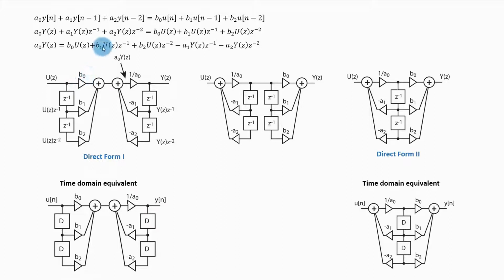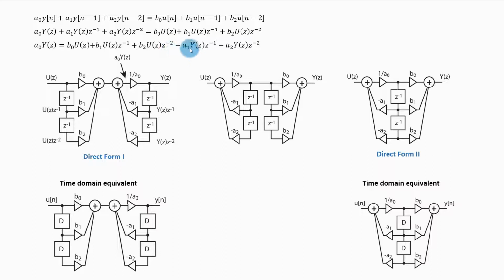Next, I'm supposed to take u of z, multiply it by z to the minus 1 and by b1. So here I take u of z, multiply it by z to the minus 1 and by b1. Next, I'm supposed to take u of z and multiply it by z to the minus 2 and by b2. So here I have u of z multiplied by z to the minus 1 once. Here I will multiply it again, which will give me u of z multiplied by z to the minus 2, and then I will multiply it by b2, as I was required to.